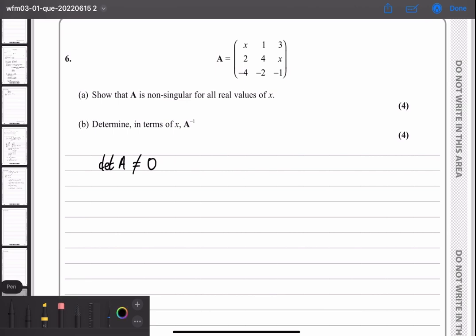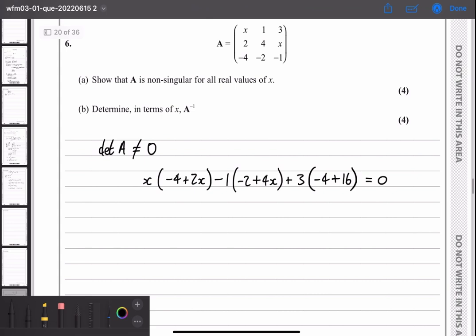We have the first element x times its minor, which is minus 4 minus minus 2x, minus the second element times its minor, which is minus 2 minus minus 4x, so that's a plus 4x, and then the third element with a positive times its minor, which is minus 4 minus minus 16. And if we set that equal to 0, we need to show that this has no solutions, because we don't want this equal to 0.